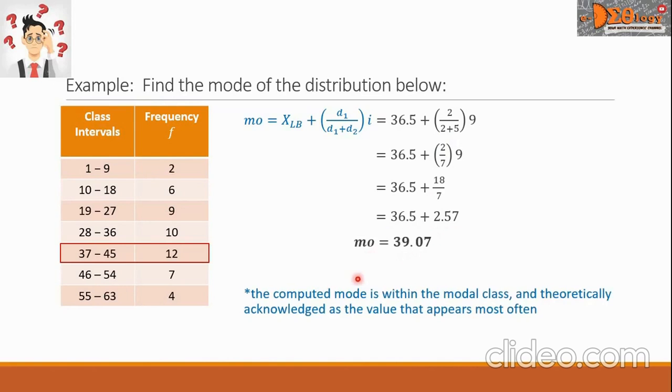The computed mode, 39.07, is within the modal class and theoretically acknowledged as the value that appears most often. This is our final answer.